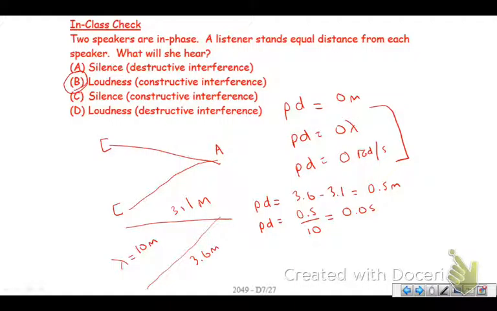Which equals 0.05 lambdas. Okay. So my path difference is equal to 0.025 pi radians. So is that constructive interference? It's not an even number of half wavelengths or an even number of pi radians, so it's not constructive. If anything, it's nearly destructive.